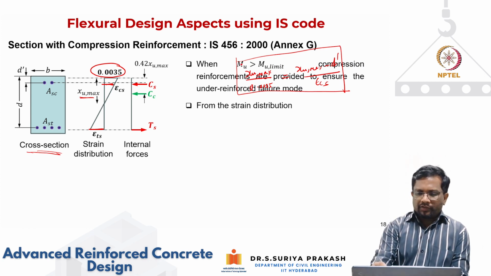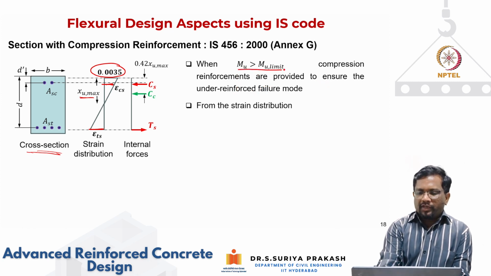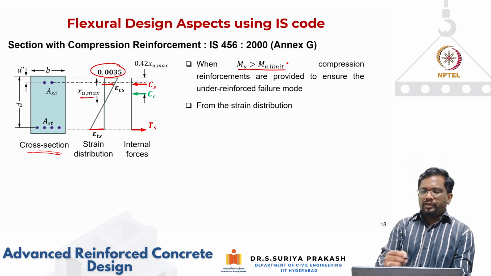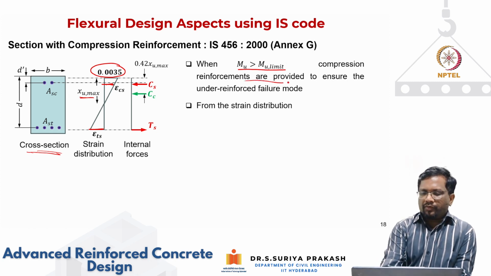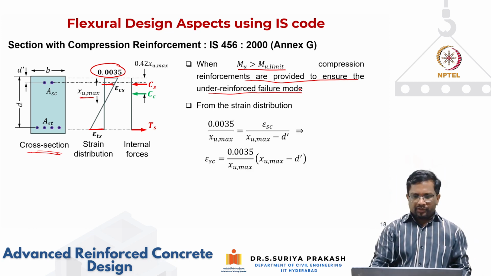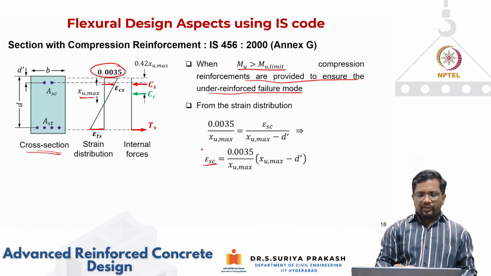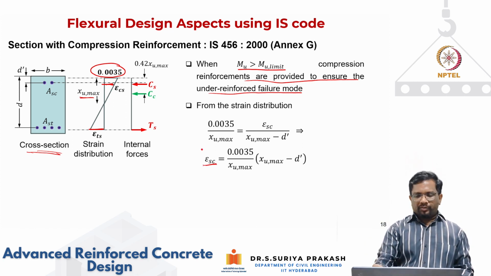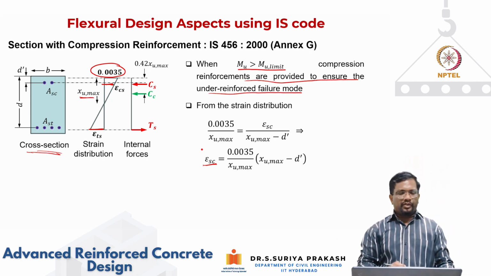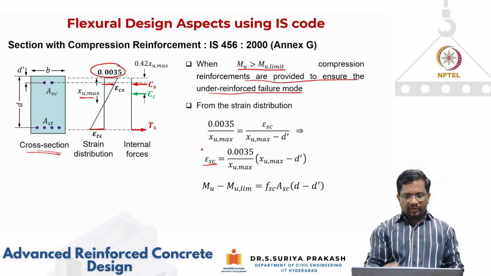Nothing fancy here. Right. So when do we go for a doubly reinforced section? When your moment demand is greater than Mu limit, compression steel is provided to ensure that the under-reinforced failure mode is preserved. Okay. So from the strain distribution, now we can calculate your epsilon SC. That's what we did. From a similar triangle, you can calculate your epsilon SC.